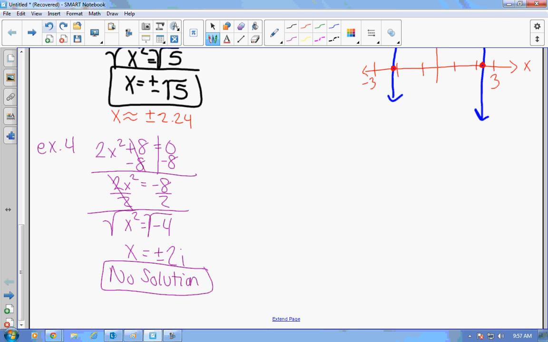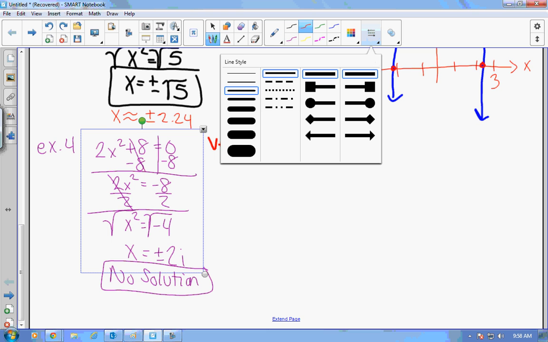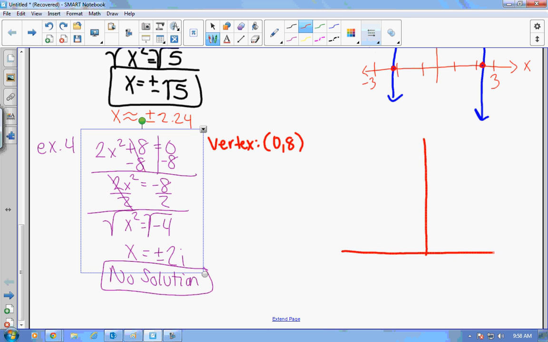Okay, who can tell me the vertex just by looking at the equation? 0, comma 8. That plus 8 is our vertical shift, 0, comma 8. Okay, so our vertex, 0, comma 8. Let's start building the graph. And we claim there are no x-intercepts. So if this is 0, 8, 1, 2, 3, 4, counting by 2s, 2, 4, 6, 8, and there are no x-intercepts, how could a parabola be shaped so it never crosses the x-axis?